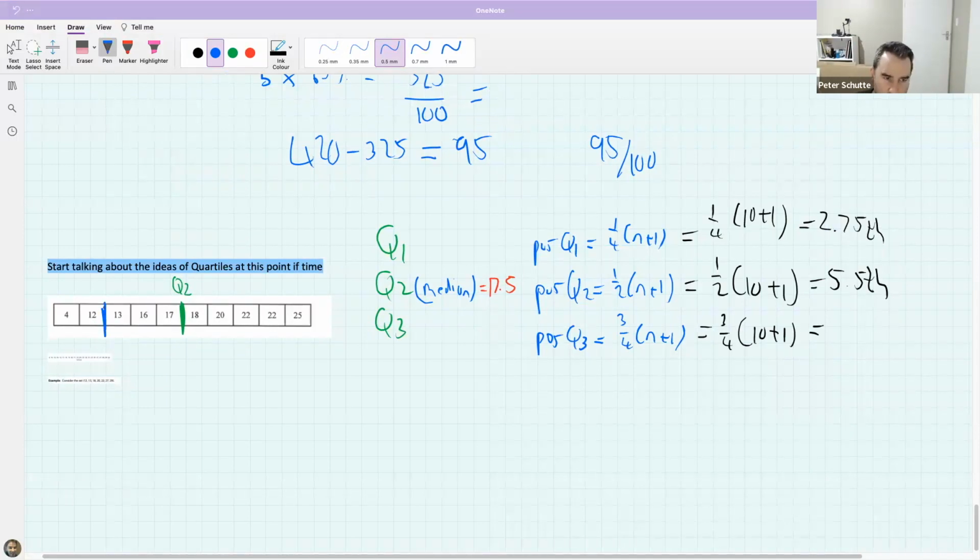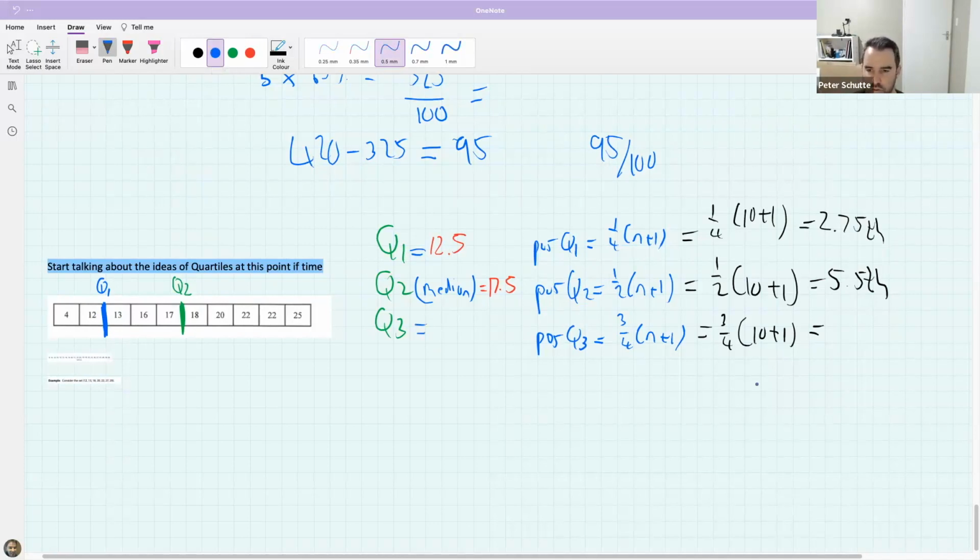That's not halfway, but we still average out between the two nearest values. So that's my hint. If you're averaging out the two nearest values to Q1, what is the value of Q1 going to be? So Q1 is going to have to be halfway between 12 and 13, which is 12.5.